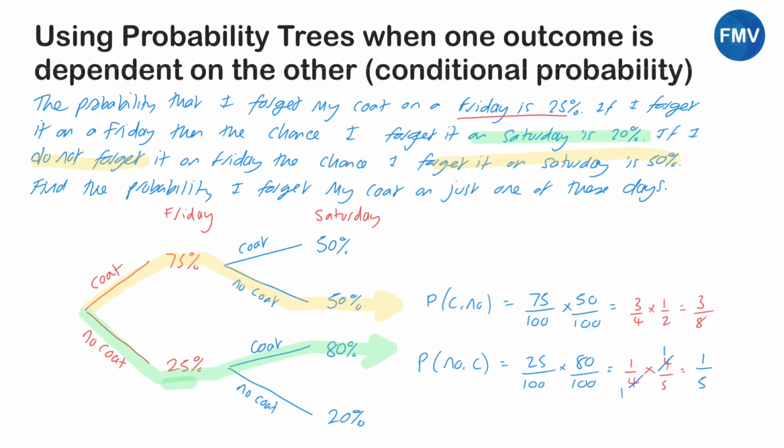And now we need to find out the probability of getting just one coat. That's combining those probabilities. So now what we've got is 3/8 plus 1/5. Well, that is the same as saying something out of 40 plus something out of 40, because the lowest common multiple of both those numbers is 40. So I multiplied this fraction by 5, so 3 times 5 is 15. And I multiplied this fraction by 8, and 1 times 8 is 8. And therefore we add those together and we get 23 over 40. And that is the probability of forgetting the coat on just one of those days.